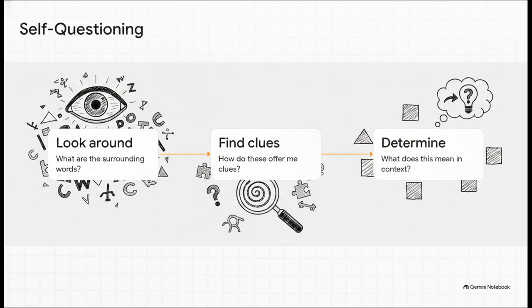They don't just passively read, they actively ask questions. It's a deliberate internal monologue. First, they ask themselves, okay, what are the surrounding words? Second, how do these surrounding words offer me clues based on those 6 types we just discussed? And finally, what does this unknown word likely mean in terms of this specific context? It is a deliberate step-by-step strategy that you can use every single time.